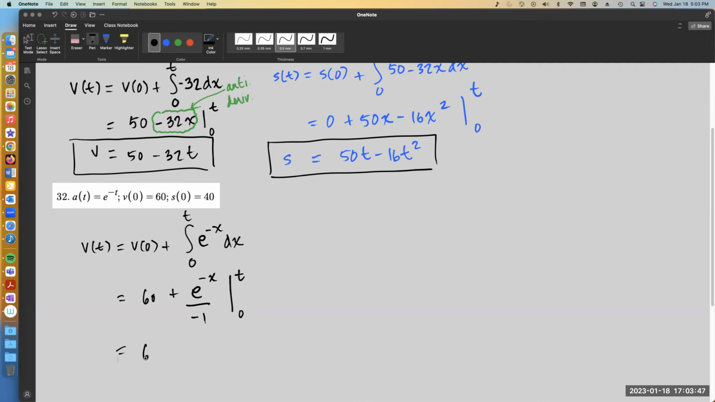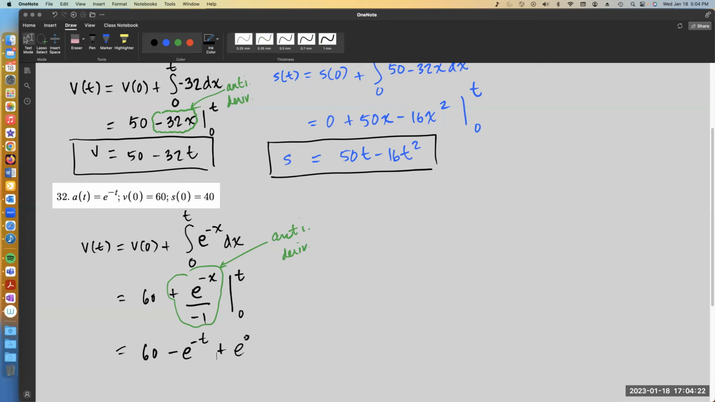So we will end up with 60 minus e to the minus t. And once again, kind of like that last one, this is the antiderivative right there, right? That's the antiderivative. That's what we're plugging our t and 0 into, the 60s out in front. But now we subtract off the antiderivative at the lower limit. So again, we're subtracting a negative. So we are going to get a positive, subtracting a negative.